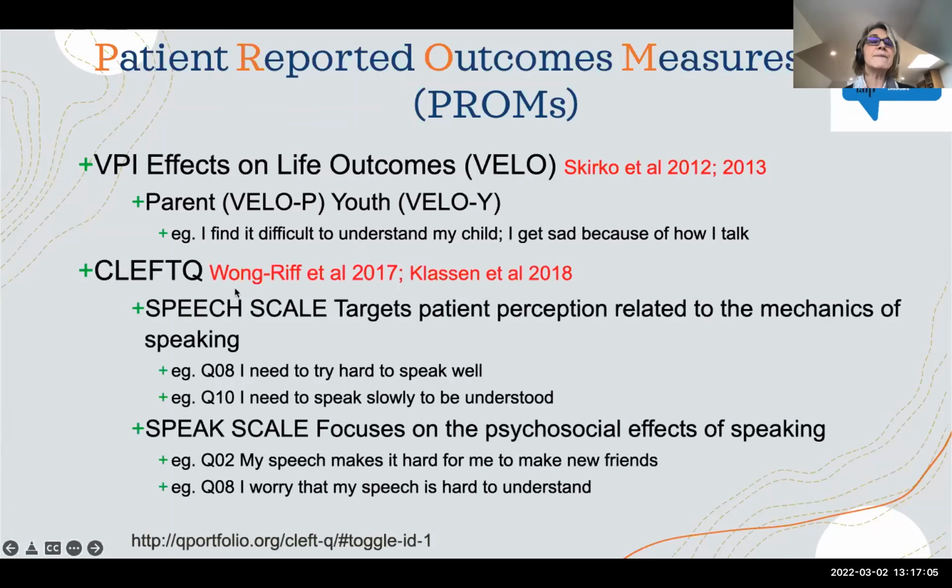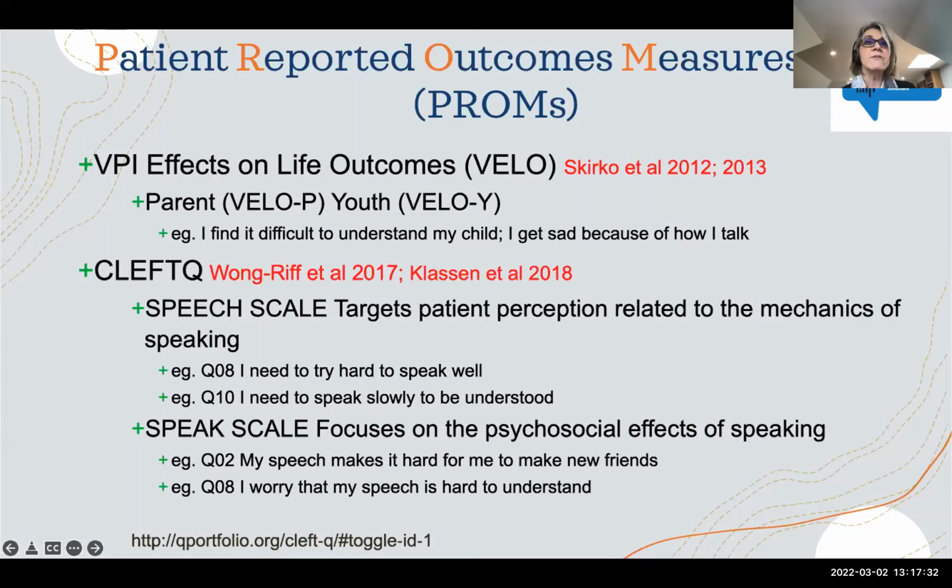Klassen and colleagues from Canada have validated the CLEFT-Q. This consists of 14 different scales, of which there are 2 speech scales. And this has been validated by testing it with 2,000 people with cleft lip and palate, both in low and middle income countries and high income countries. So its validity has been well established.